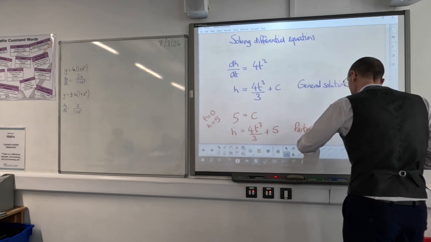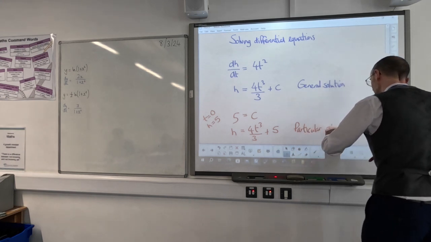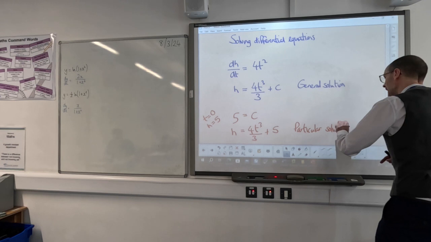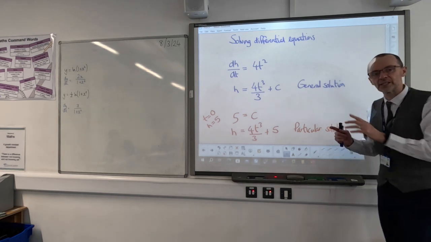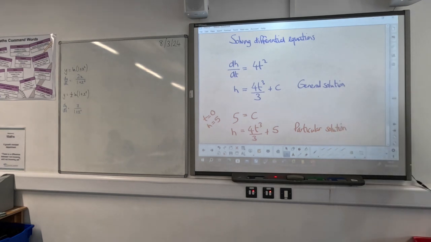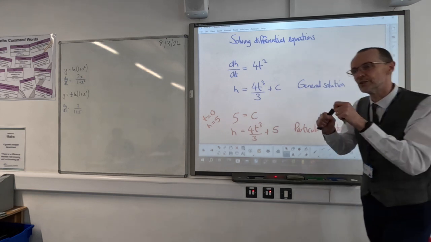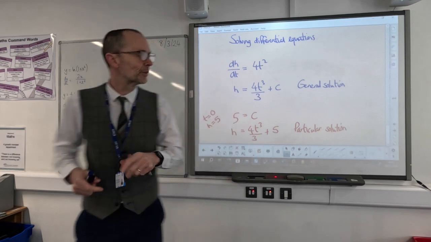So the first thing you need to look at when you're dealing with a differential equation question is, are they after a general solution, in which case there'll be constants, or are they after a particular solution, in which case there are no constants, and therefore you need to go hunting in the question for a pair of values you can substitute in order to find it.